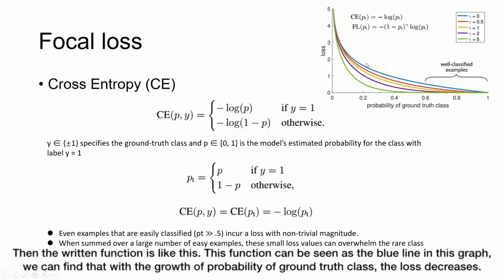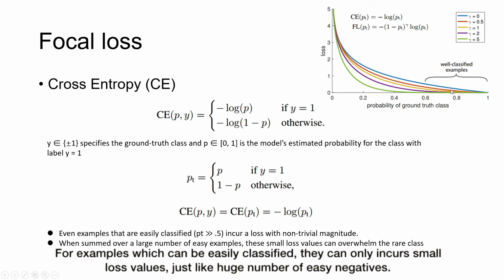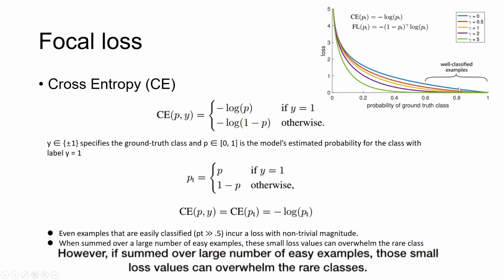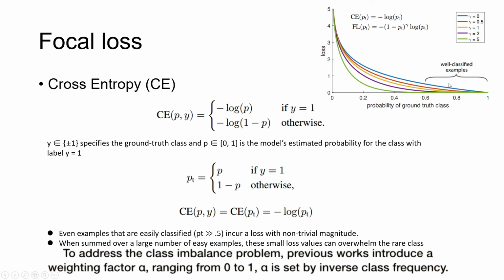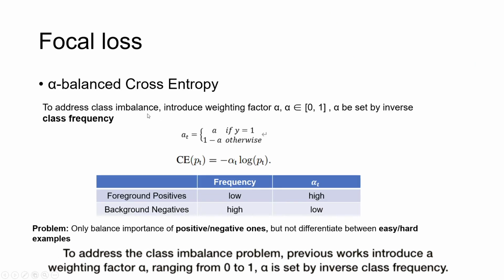This function can be seen as the blue line in this graph. We can find that as the probability grows, the loss value decreases. Examples which can be easily classified only incur small loss values, just like a huge number of easy negatives. However, if summed over a large number of easy examples, these small loss values can overwhelm the rare cases. To address class imbalance, previous studies introduced a weighting factor alpha, ranging from 0 to 1.